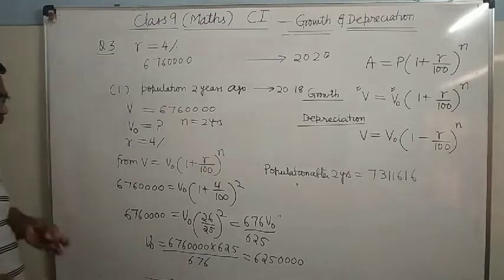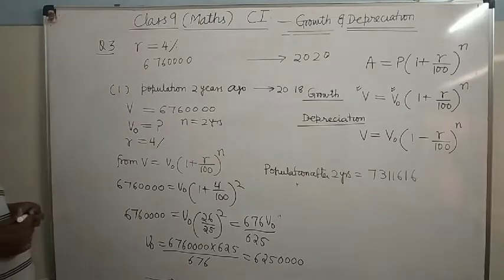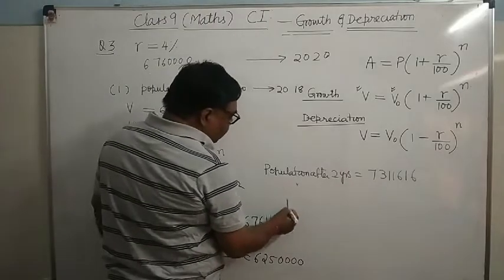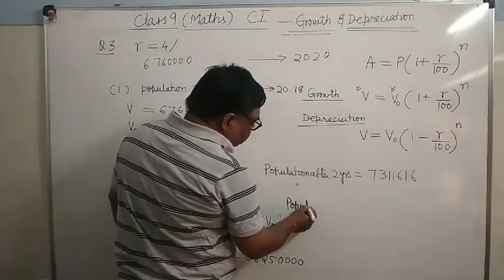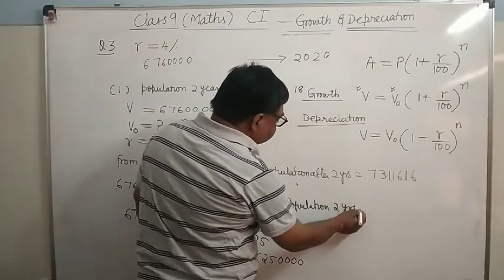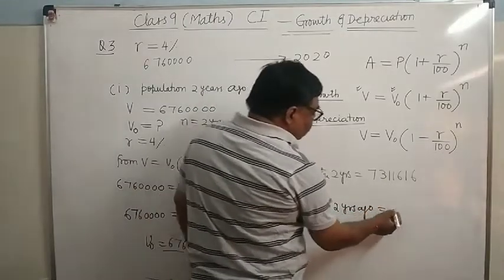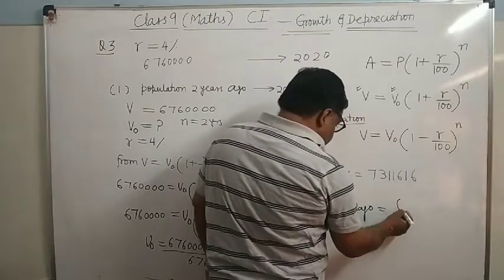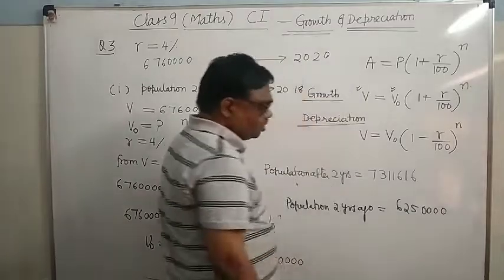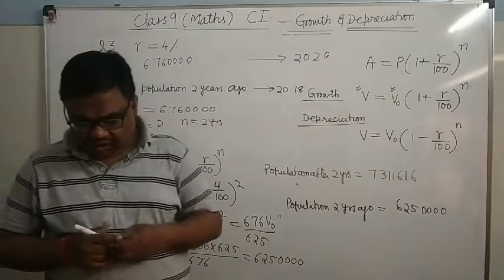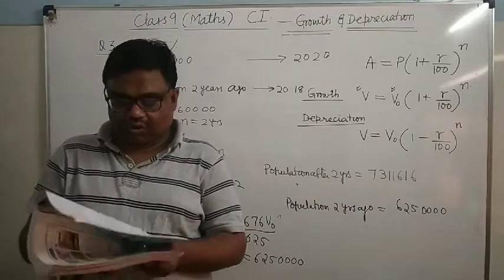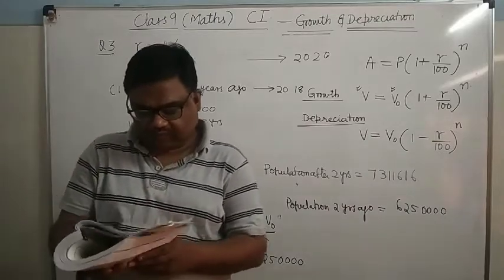So this will be equal to 625. This is the population in 2018. 2 years ago it was this. So what will be the answer? You will write population 2 years ago, that is 625. This is the population 2 years ago. So by this way you will do. Now you see one more question.